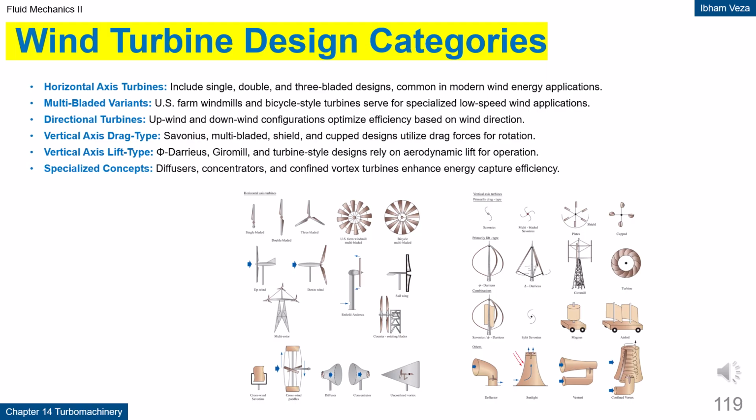Wind turbine design categories. This slide classifies wind turbine designs based on the rotation axis and the force principle used. Horizontal axis turbines dominate modern applications because of their high efficiency. Vertical axis turbines can be drag-based or lift-based with different operating characteristics.